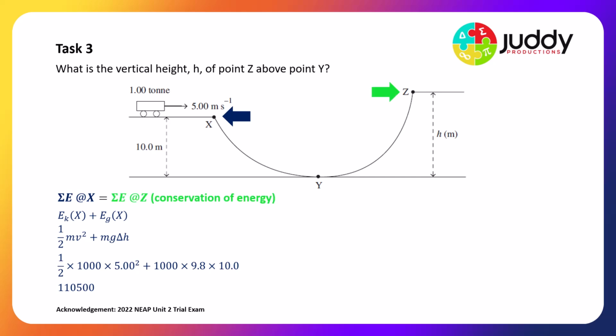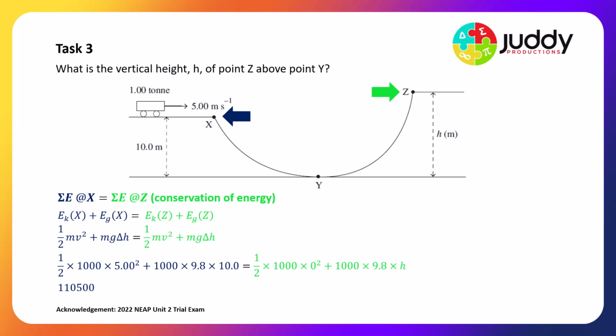This time we're interested in position Z. So of course, the total energy is the same also at position Z, and that consists of the kinetic energy at position Z and the gravitational potential energy at position Z. So there's a half mv squared for the kinetic energy at position Z and mg delta h for the gravitational potential energy at position Z. So the kinetic energy is a half times the mass of 1,000 times a speed of 0 squared. There is no speed at position Z, and so, accordingly, there's no kinetic energy.